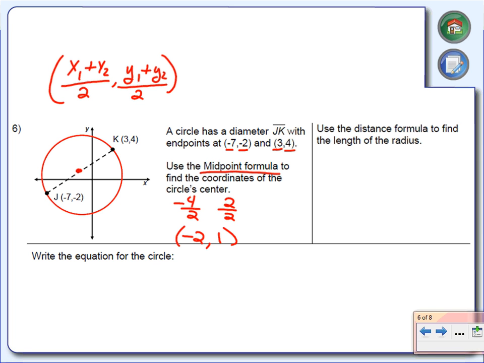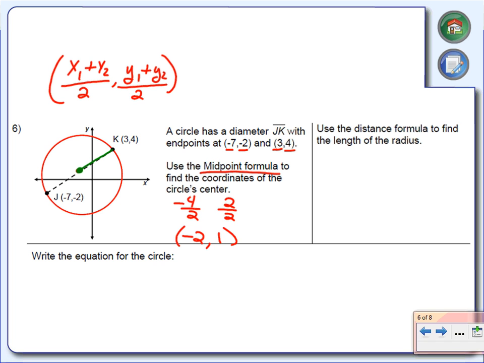Does that look about right? If you look at the graph over here, does that look close to negative 2, 1? All right, so it looks like we're in pretty good shape here. So now all we've got to do is figure out what the radius is. I want to know what is the distance from our center here to the edge of the circle. What is that distance? Well, we don't know what that distance is.